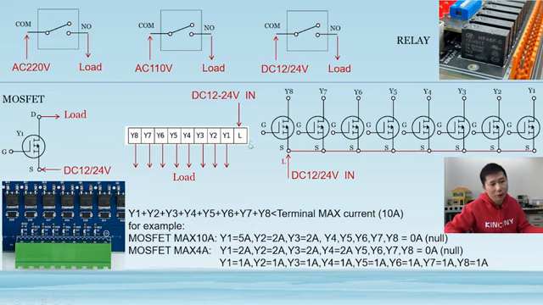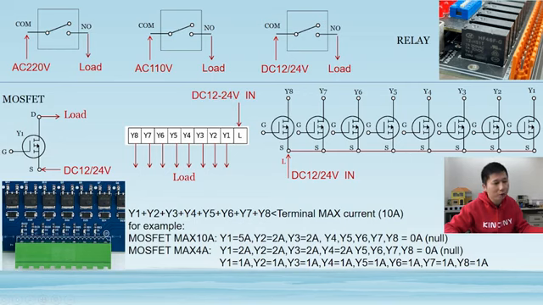So you need to connect L and connect Y1, Y2, Y3 to your load. Maybe you connect a DC motor, and maybe you connect a valve. So you can connect any DC load by this Y1, Y2, Y3, Y4. But this is very important.